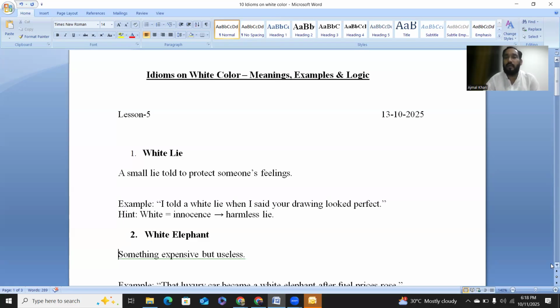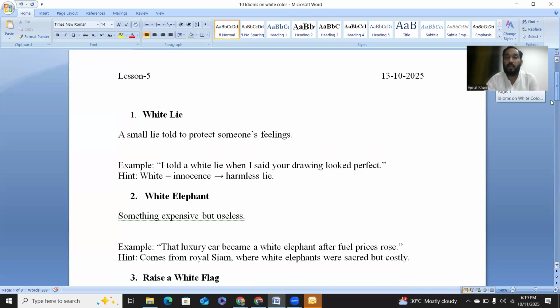So white lie, to remember, you can think that white means innocence and lie is definitely a lie. White lie is a lie which is harmless, which is not detrimental, which is not going to be damaging in severity.